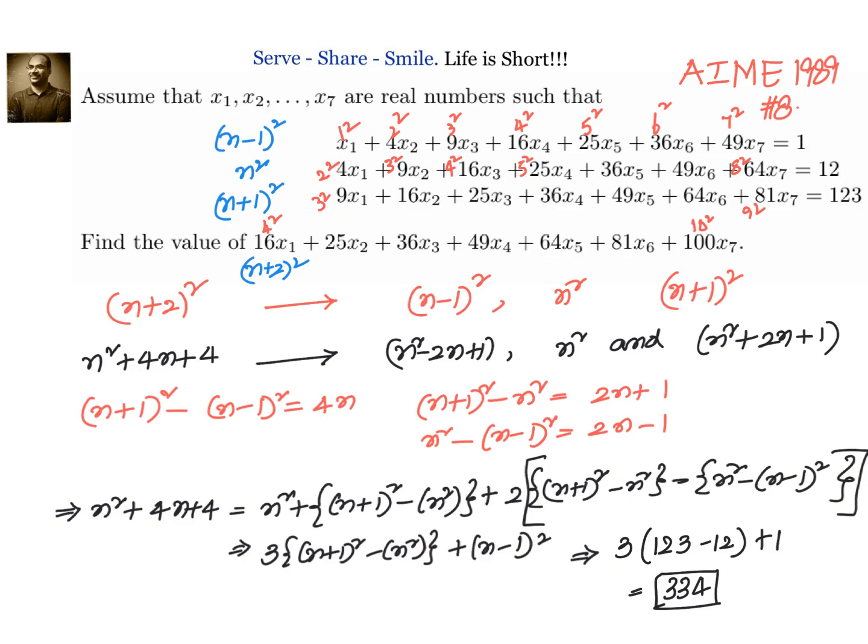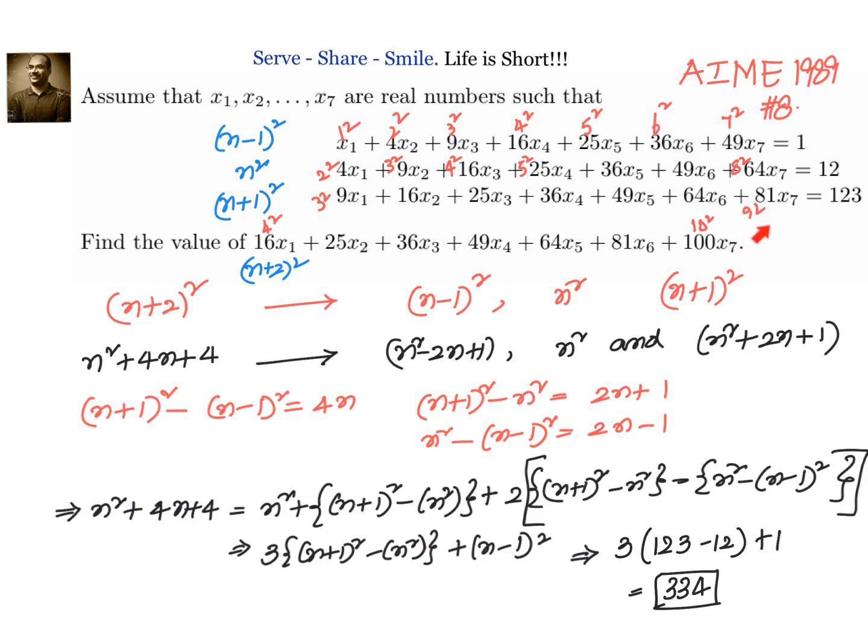See now, 9 minus 4 is 5, 3 fives are 15, 15 plus 1 is 16. Similarly, 16 minus 9 is 7, 7 threes are 21, 21 plus 4 is 25. 25 minus 16 is 9, 9 threes are 27, 27 plus 9 is 36. 36 minus 25 is 11, 11 into 3 is 33, 33 plus 16 is 49. 49 minus 36 is 13, 13 threes are 39, 39 plus 25 is 64. Similarly, 64 minus 49 is 15, 15 threes are 45, 45 plus 36 is 81. 81 minus 64 is 17, 17 threes are 51, 51 plus 49 is 100.